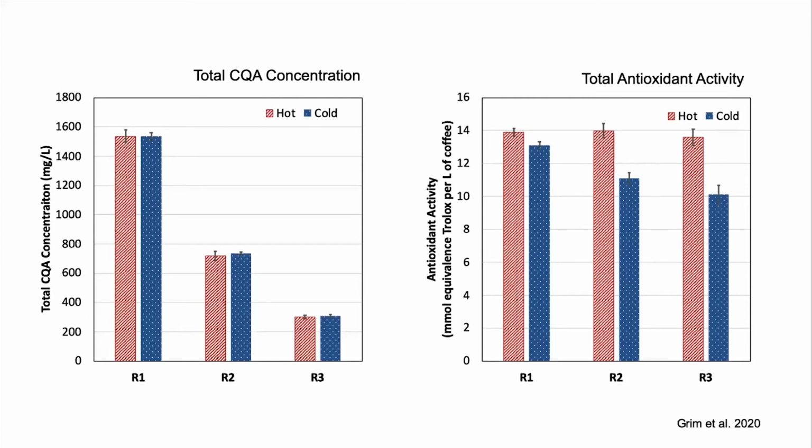So the moral of the story: if you are looking to drink a beverage that is low in acidity, maybe you want to consider a dark roast cold brew. If you're looking to drink coffee for its antioxidant activity, probably a hot brew would be your best bet.